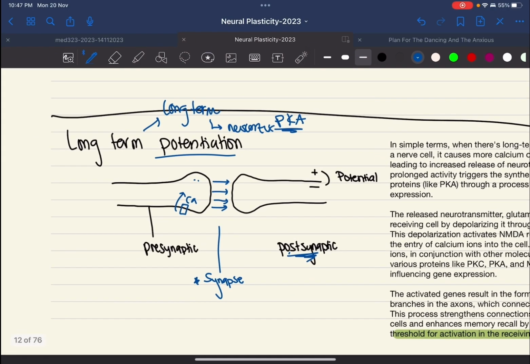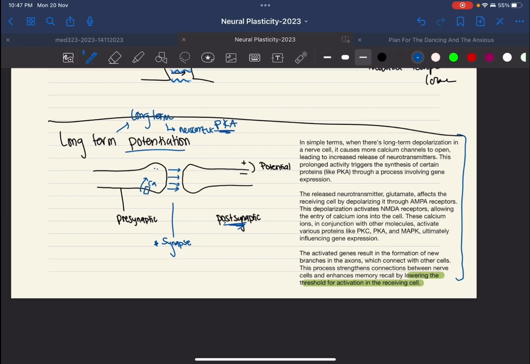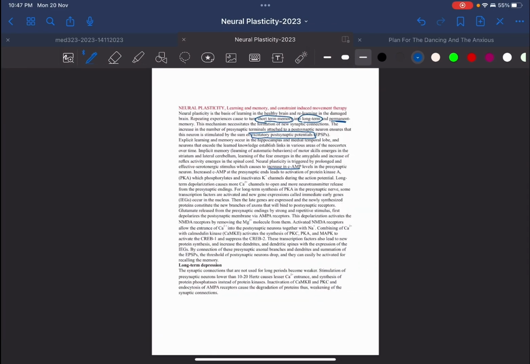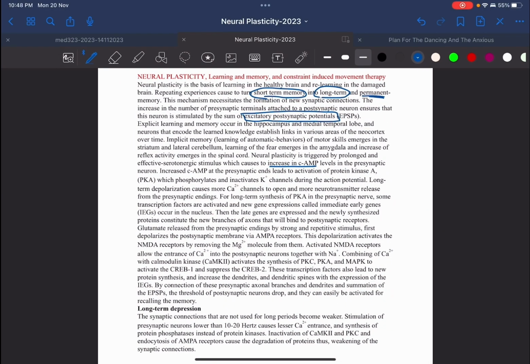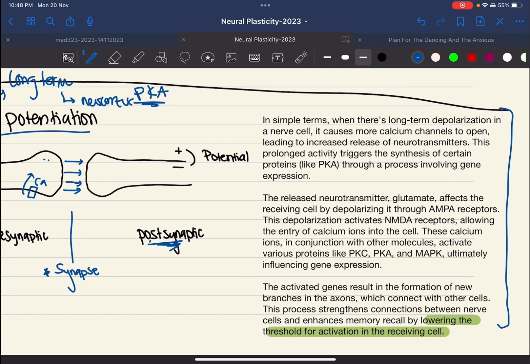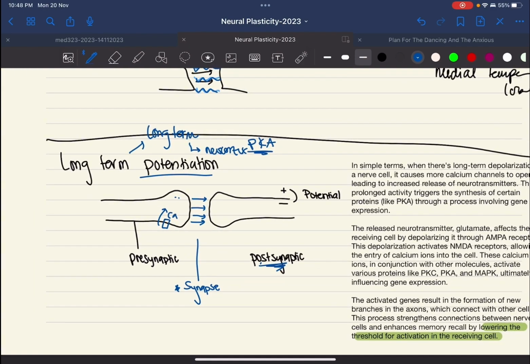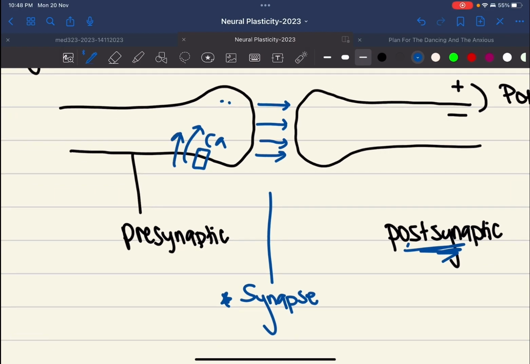Okay, so I have a little summary over here that you can pause and read if you want. I can also add it to the notes, but it's very simple. I took some of this text that your professor provided you with, and it's very complicated, and it's not fun to read it all, but I summarized just a small part of it that talks about long-term potentiation, and this is what I gathered. So let's just read it a bit and then break it down. In simple terms, when there's long-term depolarization in a nerve cell, it causes more calcium channels to open, leading to increased release of neurotransmitters. So when you have long-term potentiation, the neuron is encouraged to let in more calcium.